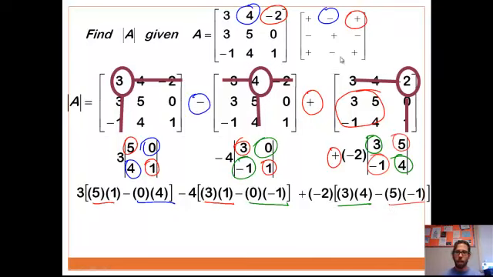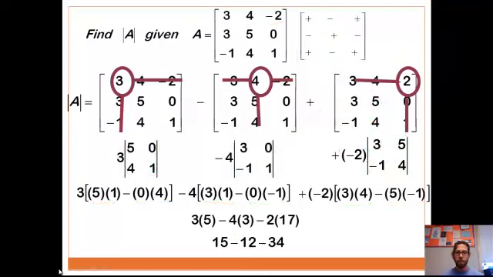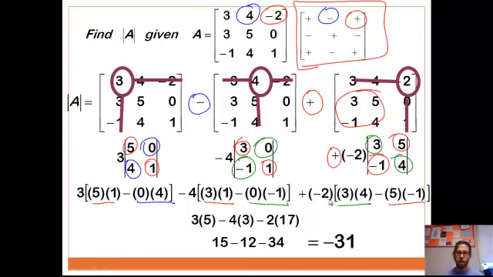Okay, and that all has to do, again, with this positive plus minus part right here where we got all our positives and negatives from. Then we do some arithmetic, we add them up, and we find that we have a determinant, and we would write that like this. The determinant of A is equal to negative 31.